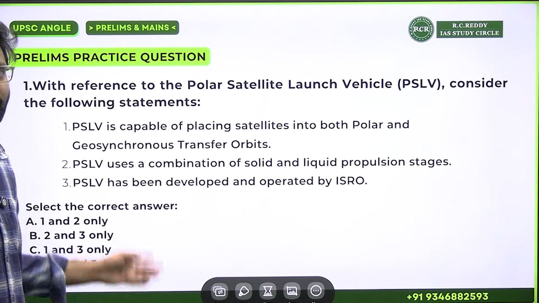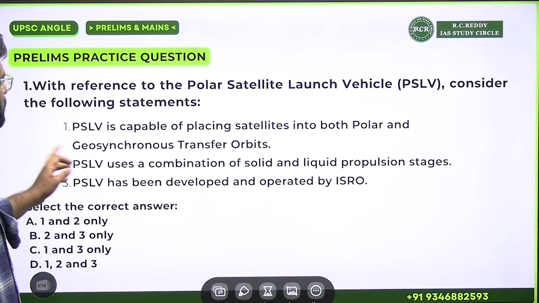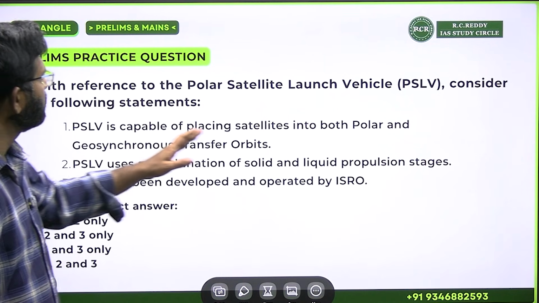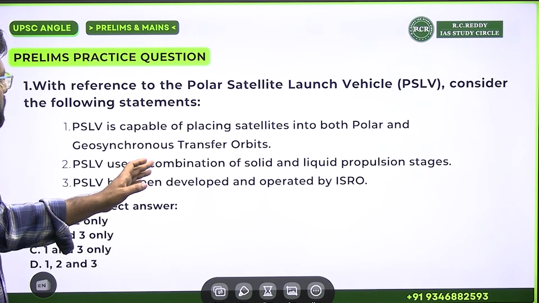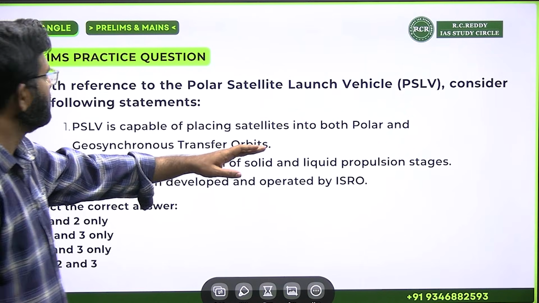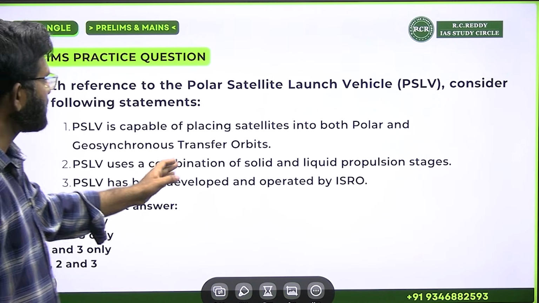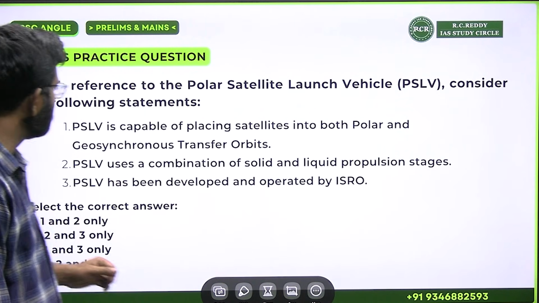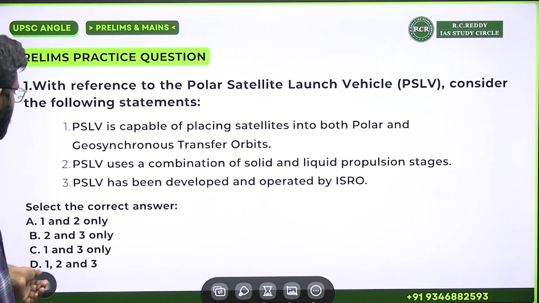Next, we will be seeing one prelims practice question and one mains practice question. Coming to the prelims practice question, with respect to PSLV, consider the following statements. PSLV is capable of placing satellites into both polar and geosynchronous transfer orbits. Next, PSLV uses a combination of solid and liquid propulsion stages. Next, PSLV has been developed and operated by ISRO. You can comment the answer.